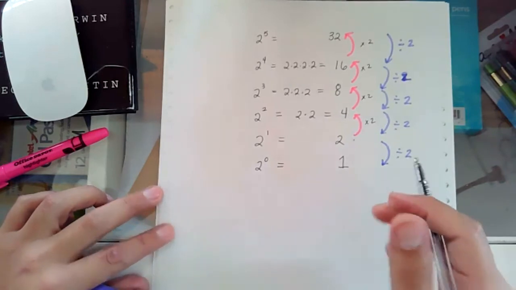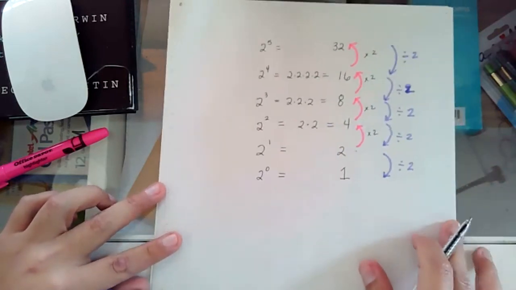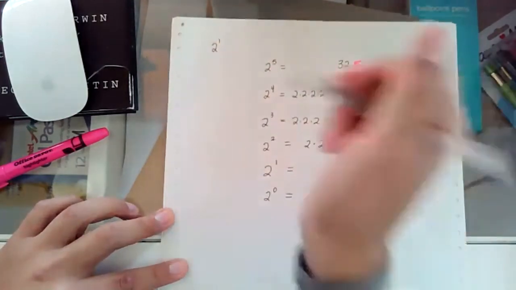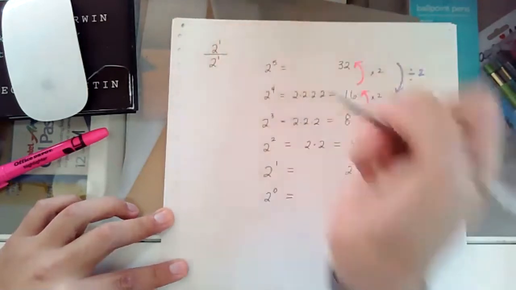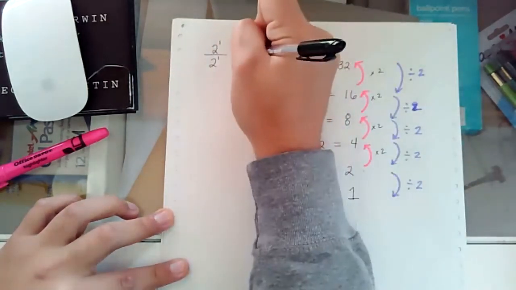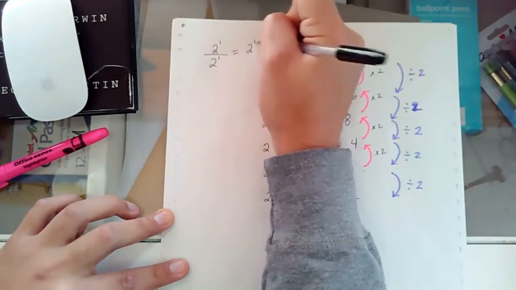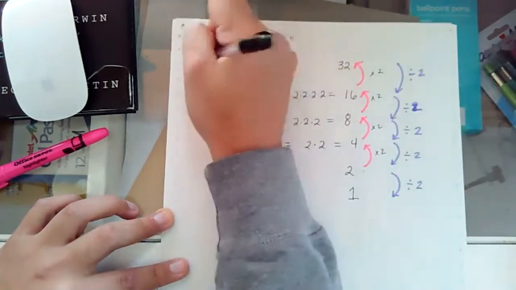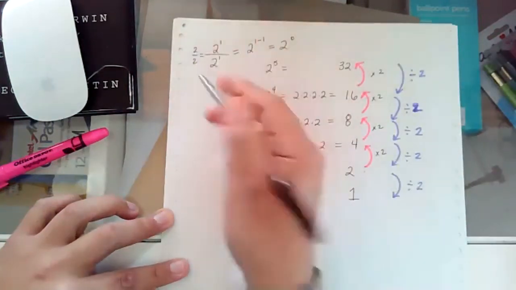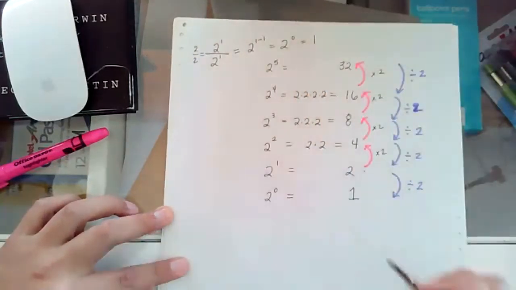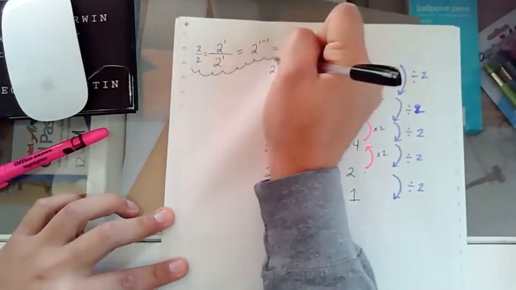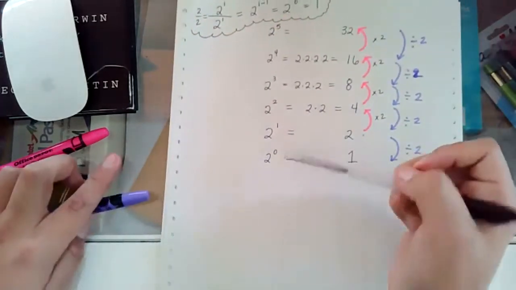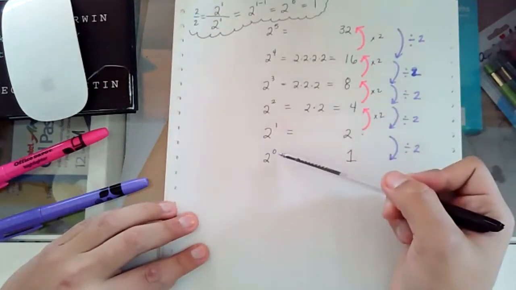Another way of thinking about it is that if I had 2 to the 1 power divided by 2 to the 1 power, then by my quotient rule, I should get 2 to the 1 minus 1, which is 2 to the 0. But I already know that 2 divided by 2 should be 1. So that's another way of thinking about our natural extension of the exponents to the exponent of 0.